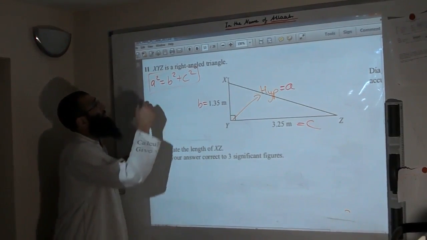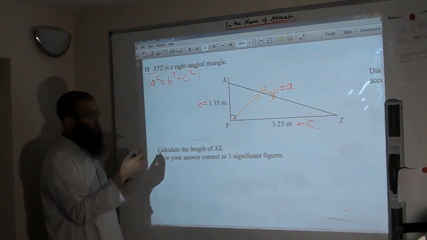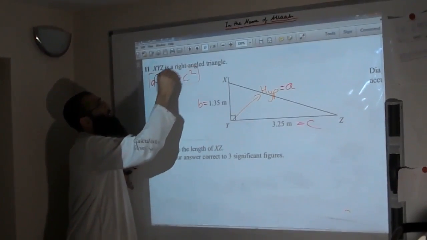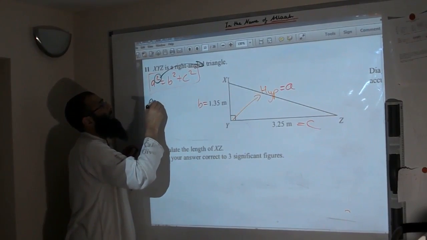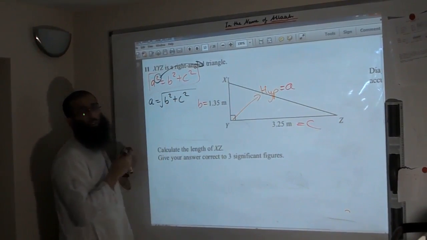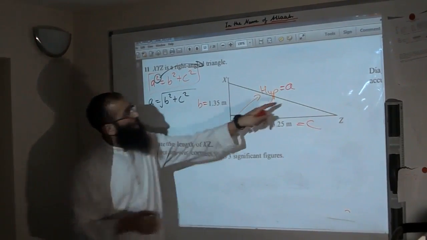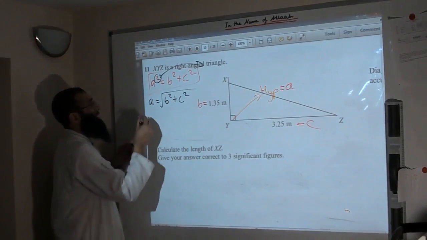Now, Mr. Ramiz, I want to work out the A value, but they've given me the formula A squared. What do we do with the squared? Square root. Take the square over the other side, becomes A is equal to the square root of B squared plus C squared. We just said here that A is equal to the length XZ.